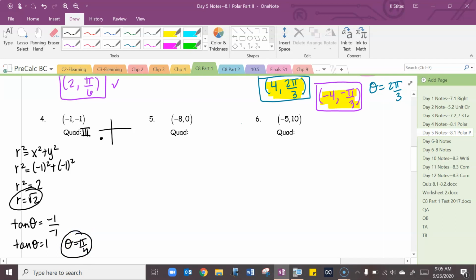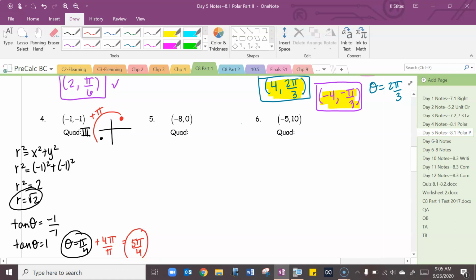All right, however, here's the problem. Pi over 4 is over here in quadrant 1. So we need to, again, add our pi to move over to quadrant 3. So if I add pi, I will now have 5 pi over 4.